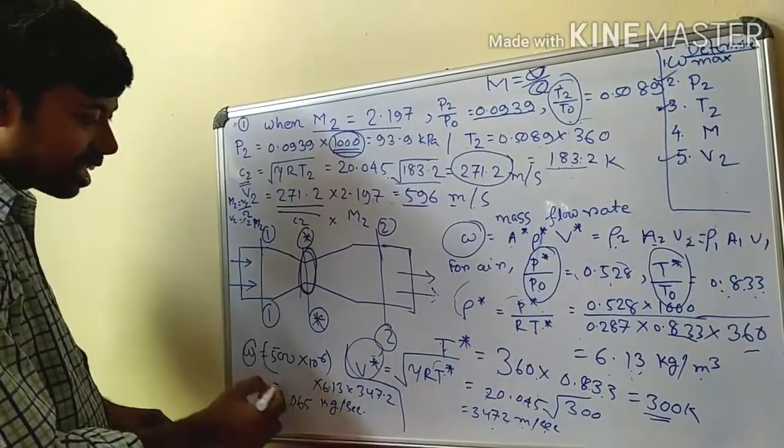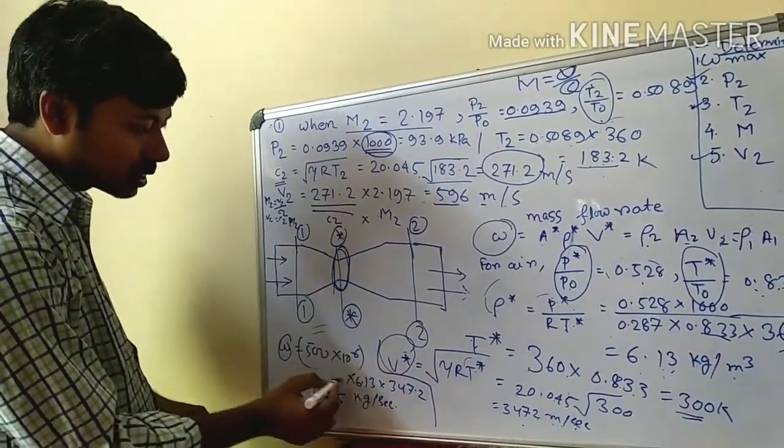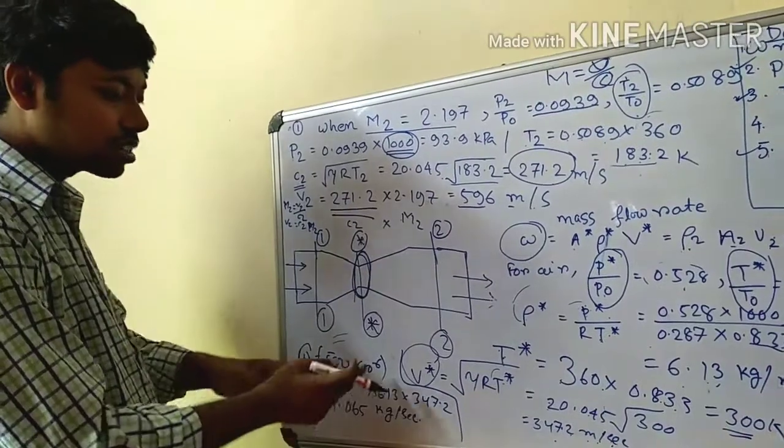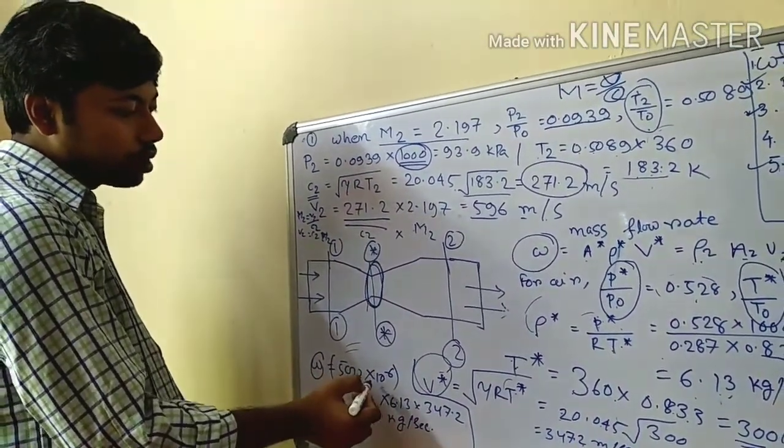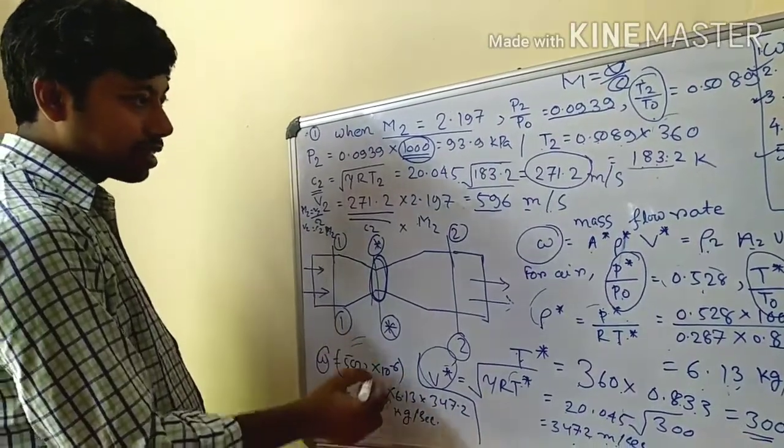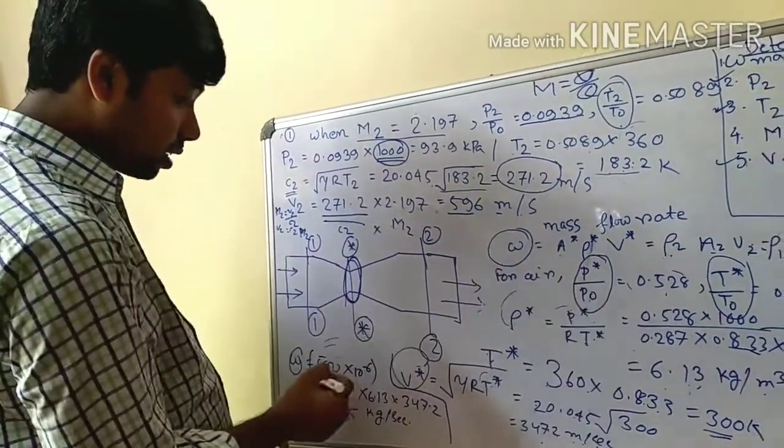A star means the area of the throat section. Now the area of the throat section is given as 500 millimeter square. You just convert it into meter square. So that's 500 into 10 to the power minus 6 into A star. So this is A star now.